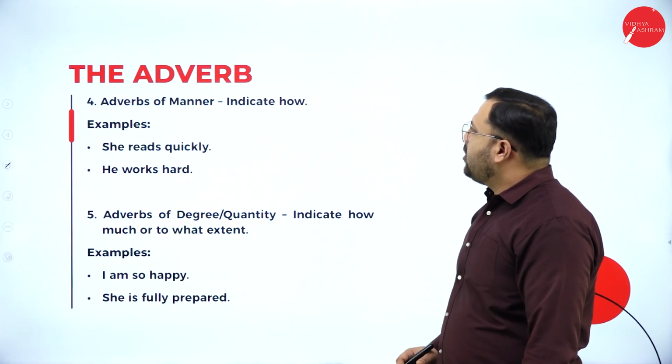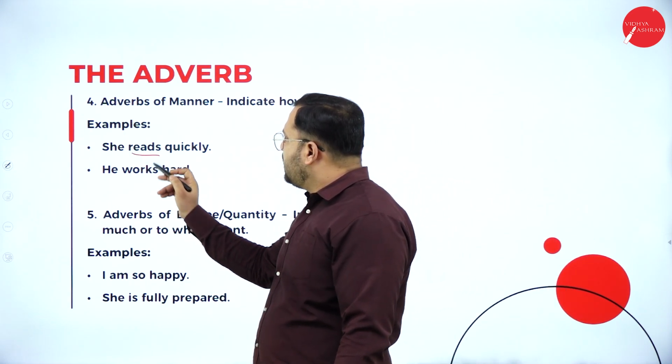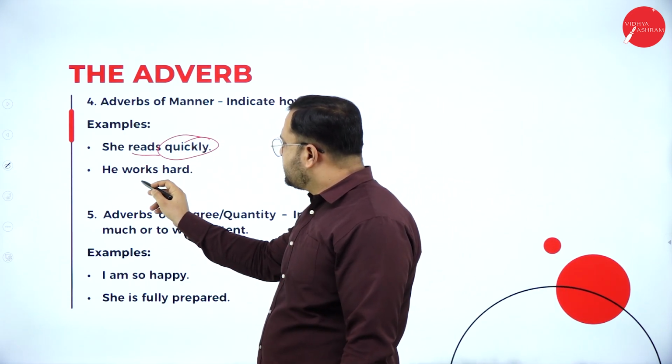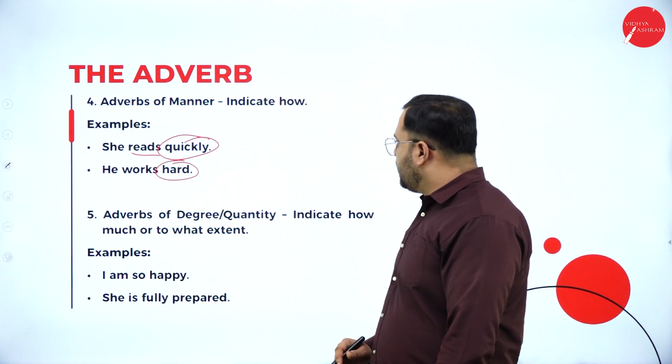Fourth one is adverbs of manner. They indicate how. She reads. How? Quickly. He works. How does he work? He works hard.